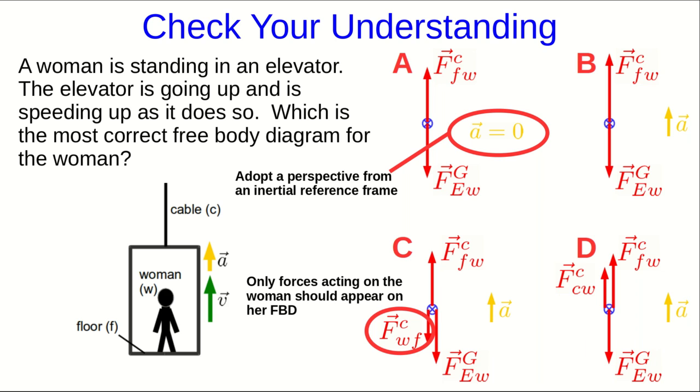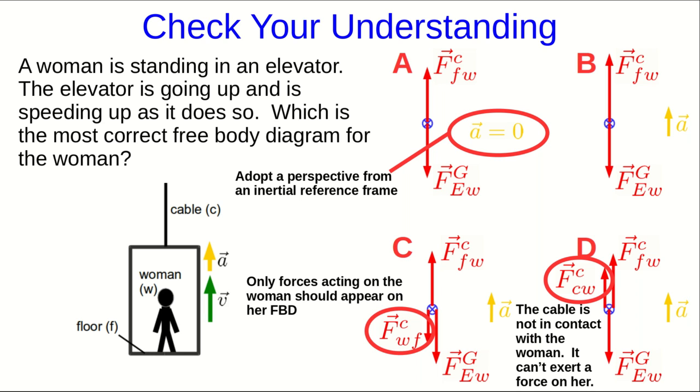Next, you should only include forces acting on the woman. Forces by her don't affect her motion, and so this force, which is a force by her on the floor of the elevator, shouldn't appear on her free body diagram. It would go on the free body diagram of the elevator.